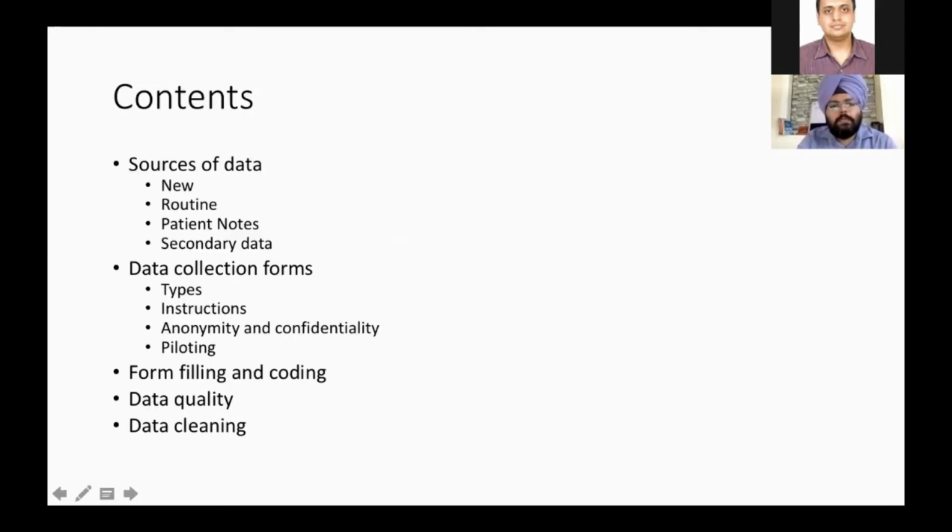I'll be covering the topic under these broad headings: sources of data, then there are subtypes: new, routine, patient notes, secondary data, data collection forms, types, instruction, anonymity and confidentiality, piloting, form filling and coding, data quality, and lastly data cleaning. See, this lecture is not like a workshop wherein we show how data entry is to be done in a particular software. This is primarily to give you a sensitization about the guidelines, what all has to be kept in mind while we are thinking of data collection or the means of data collection.